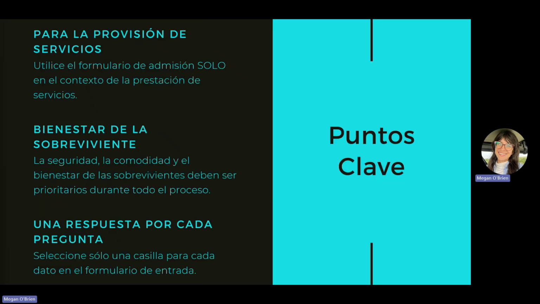Some other key points to remember. Again, this is for service provision only. You're using the intake form only in the context of providing case management services to survivors of GBV. Survivor well-being is paramount. The survivor's safety, comfort, and well-being should be the priority throughout the entire process. On the intake form, you're only going to select one answer for each question. So you'll select only one box for each data point on the intake form.